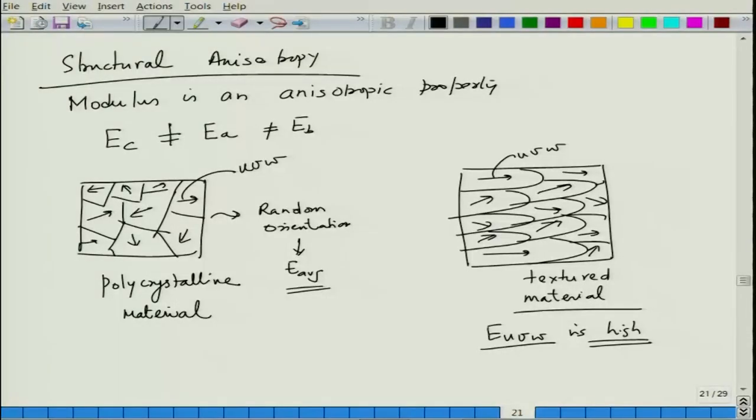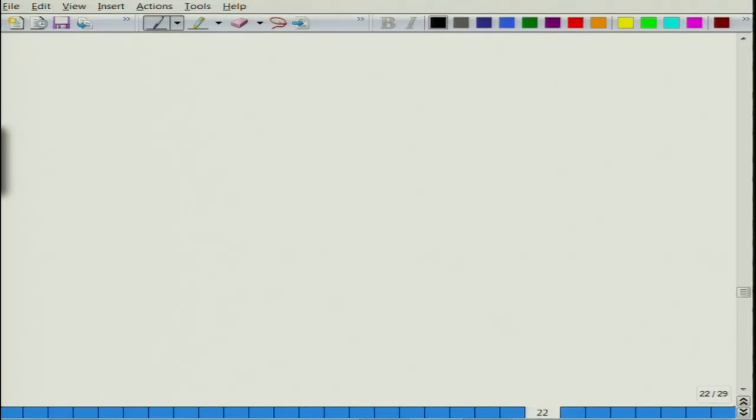So this is the overall discussion on atomic models of elasticity. Now what we will do is move on to the next part of elastic behavior of materials, which is basically anelasticity.